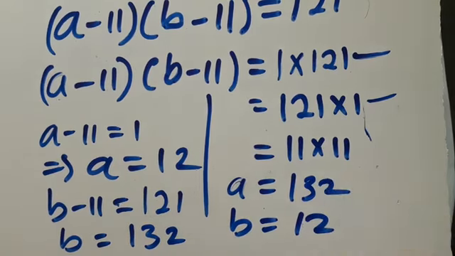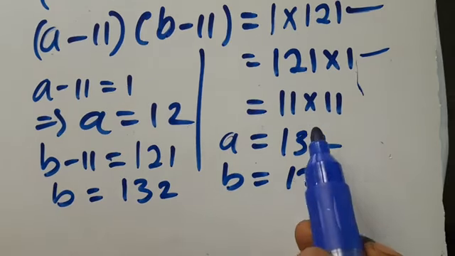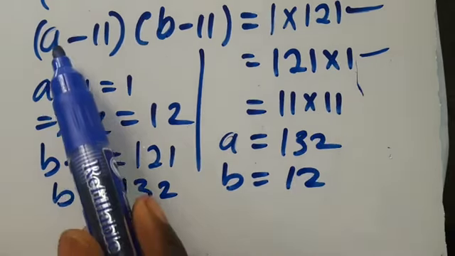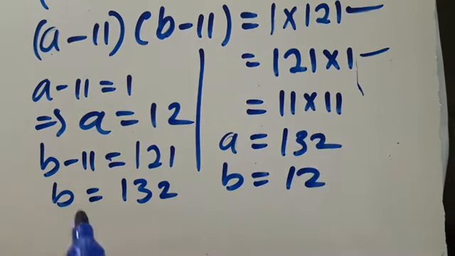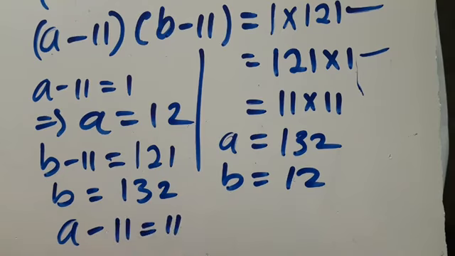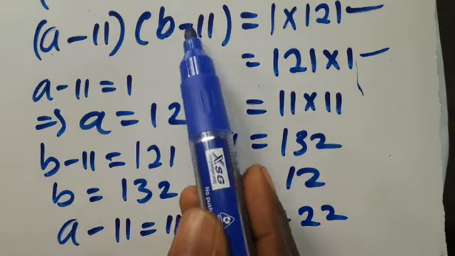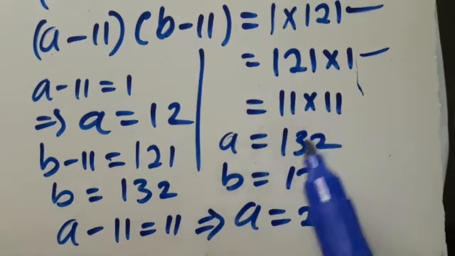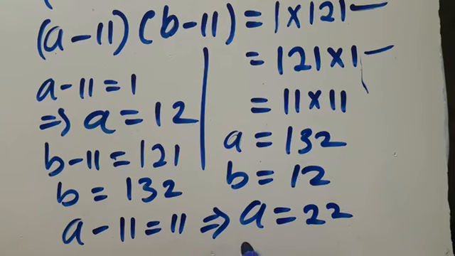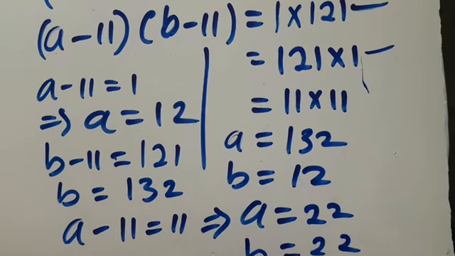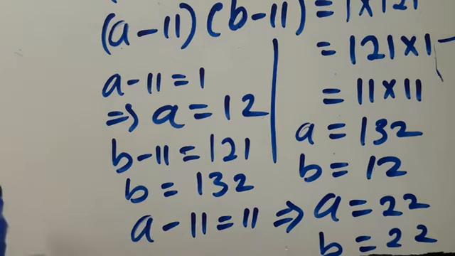Then when we consider this one, definitely a minus 11 equals 11, and this implies that our a equals 22. Likewise, b minus 11 equals 11, so definitely our b will also be 22. But we are looking for what? a plus b.